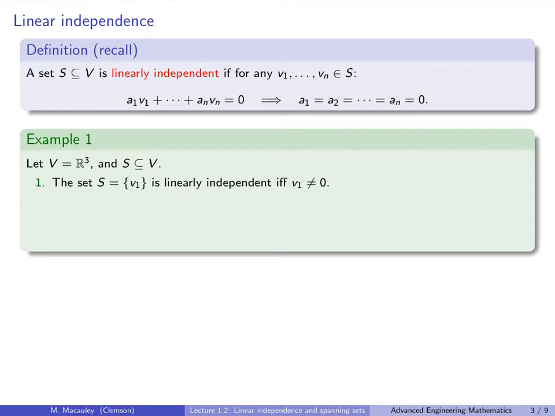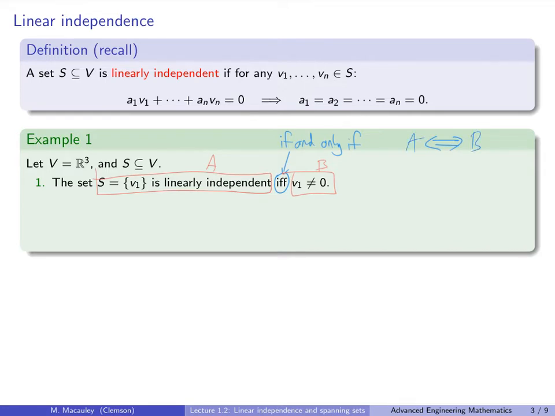First, let's consider a set containing a single vector v1, and I claim that it is linearly independent if and only if v1 is non-zero. Let me say a few words about this. First of all, this iff means if and only if. Sometimes that is written instead with this double arrow. What that means is, you write these two statements, I'm going to call this statement A and this statement B, and A is true if and only if B is true.